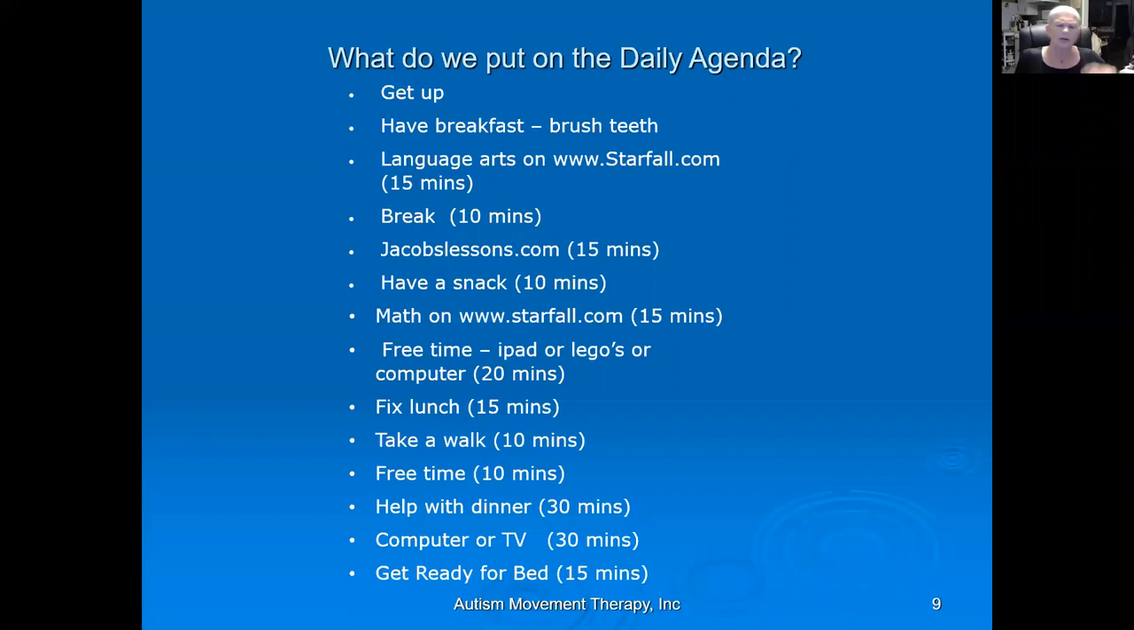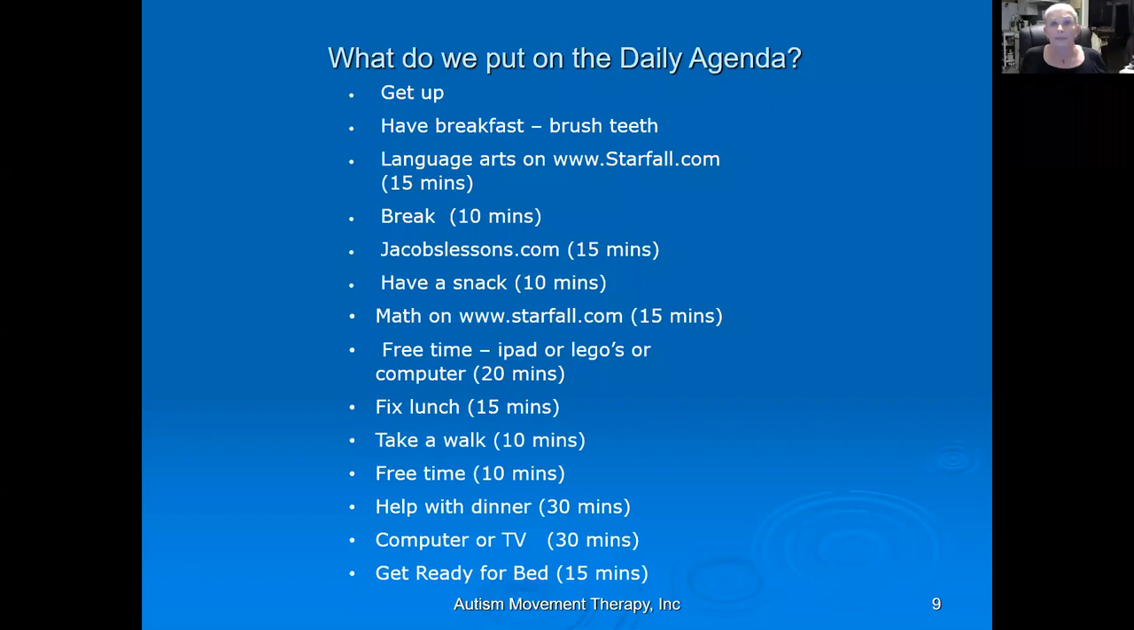They don't want to look at an agenda and see 15 things to do, because all of a sudden we're going to get behaviors again. I've got to do all that. No, we're way down here. But how do we know that we're way down there? Because we erased everything as we went. And now we're at free time and nap time.